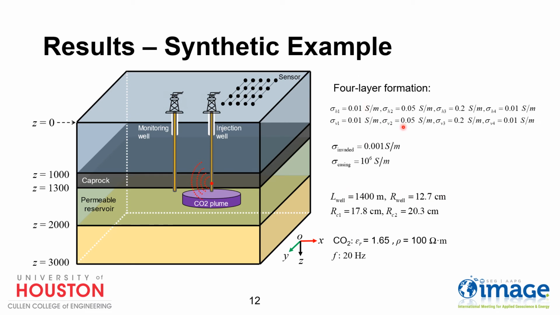Here I will show a synthetic example. In this figure, you can see we have a 4-layer formation, and this is the coordinate system of each layer. We also have different conductivity for each layer. Here we can see the isotropic medium, so the horizontal and vertical conductivity are identical. We can also see the invaded zone and the casing as a coating.